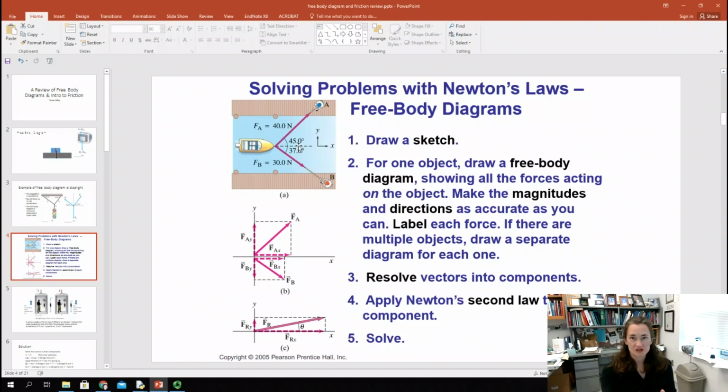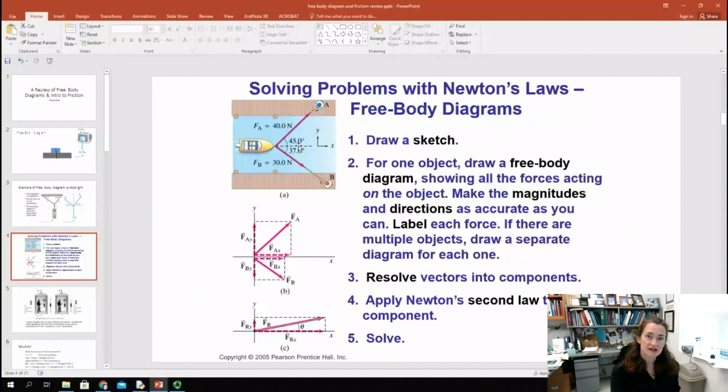You'll take those vectors that you've drawn in your diagram and you're going to resolve them into their component parts. And then, for each direction that you have, x, y, maybe even z, you're going to apply Newton's second law to each component. So you'll set the sum of the forces in that direction, say the x direction, equal to the mass of the object times the acceleration in that direction, say a sub x. Okay? So you'll apply Newton's second law to each component.